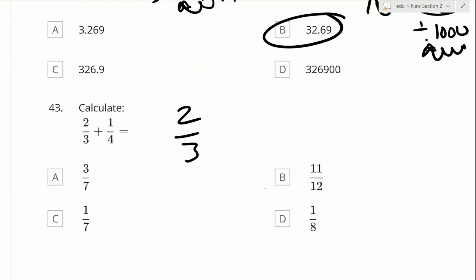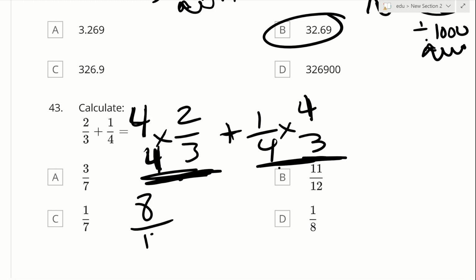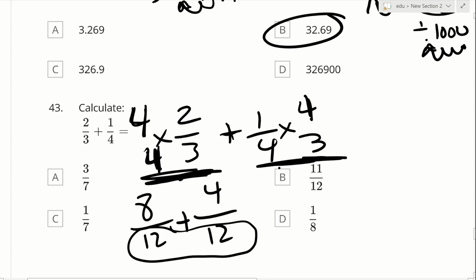So 2 over 3 plus 1 over 4. When you're adding, the bottom number has to be the same. This is 3, this is 4, they're not the same. So what I'm going to do is I'm going to multiply this by 4. And then I'm going to multiply the opposite side by 3. Because 4 times 3 is 12, so these two are the same now, right? But if I multiply the denominator or the bottom by 4, I have to do the top as well, or the numerator as well. So 4 times 2 is 8, 4 times 3 is 12, plus 1 times 4 is 4, 4 times 3 is 12. Now they're the same, right?